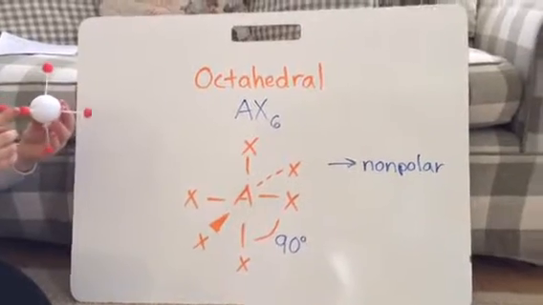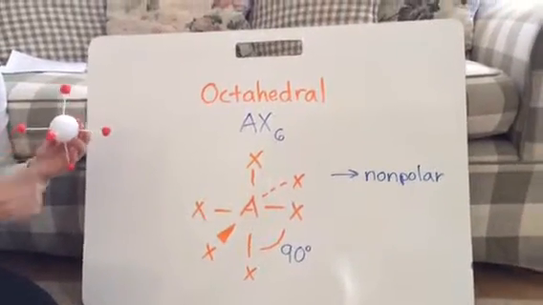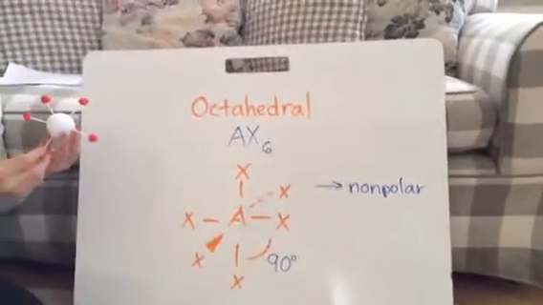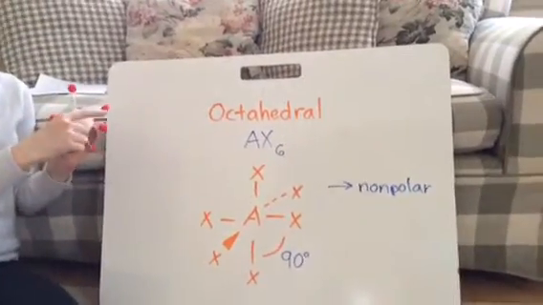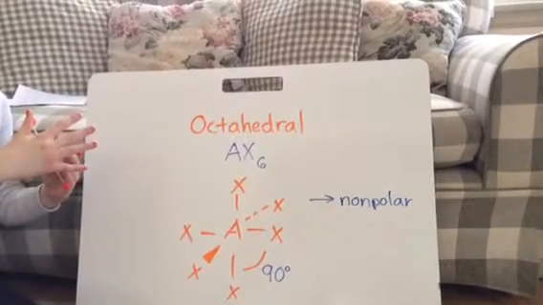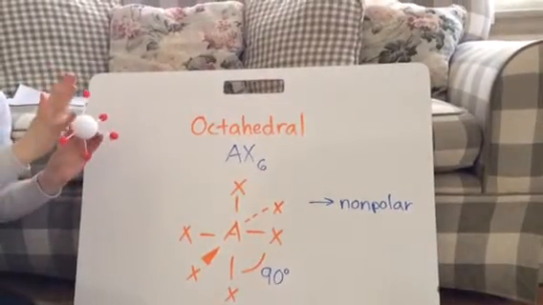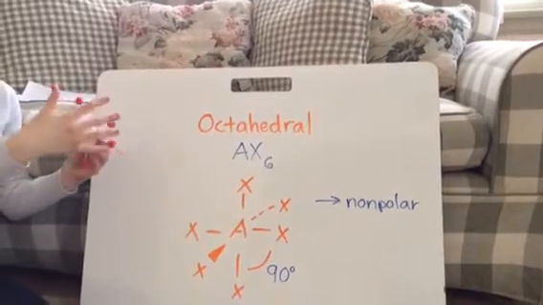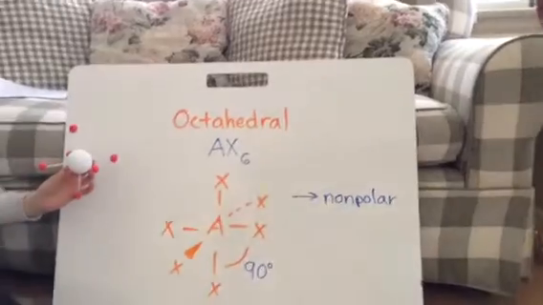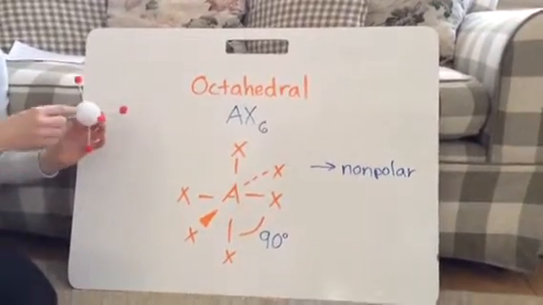Octahedral has six pairs of shared electrons around one central atom, and each atom is 90 degrees apart. It gets the name octahedral because there are 8 faces around the atom connecting all 6 atoms, and it is nonpolar because all the charges meet and cancel in the middle.